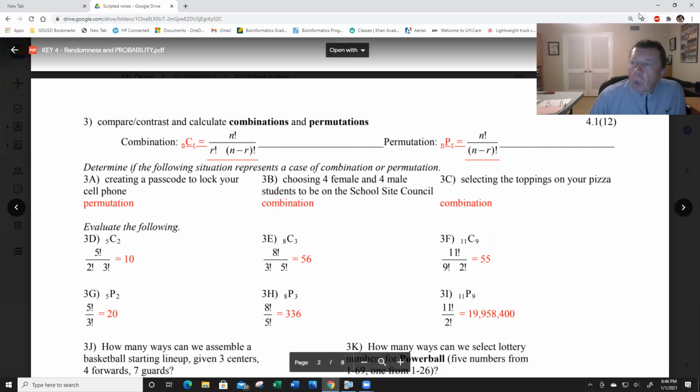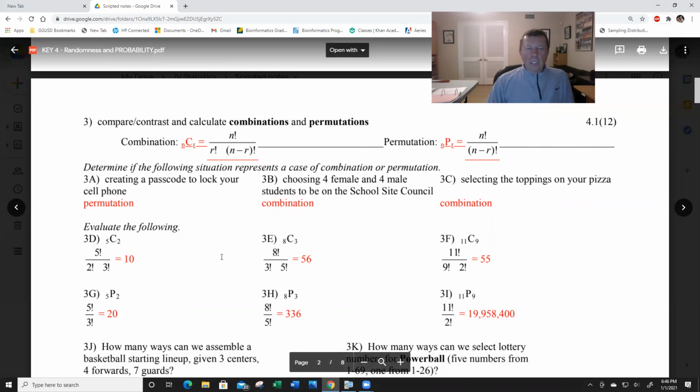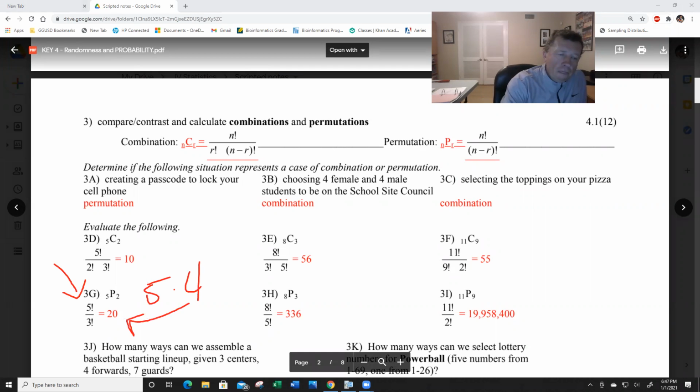Now, the permutations are pretty quick if you do them a different way. I like my little way better than the classic way, although it's not always practical. Okay, so 3G, I'm right down here. 5P2, you got 5 horses in a race. How many ways can the top 2 finish? That's going to be 5 times 4, which is 20. And then H is the first 3 of 8 factorial, so it's 8 times 7 times 6.